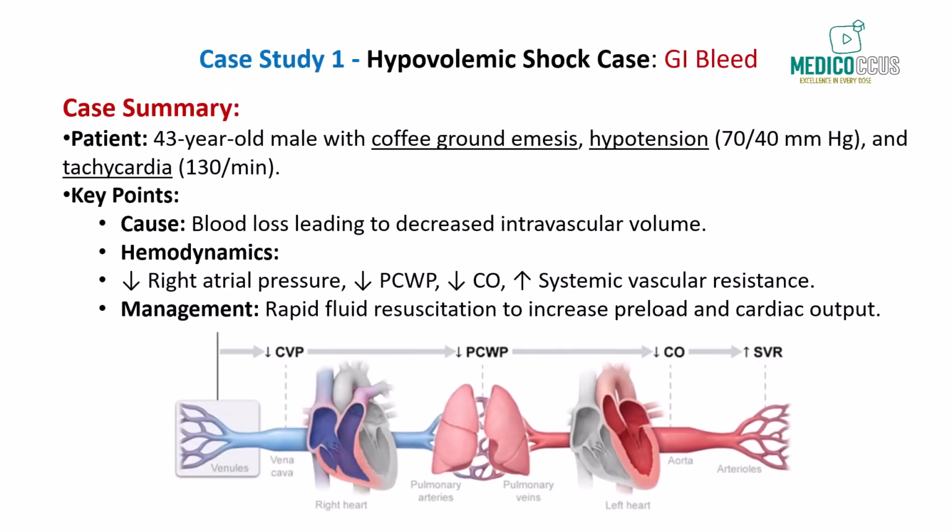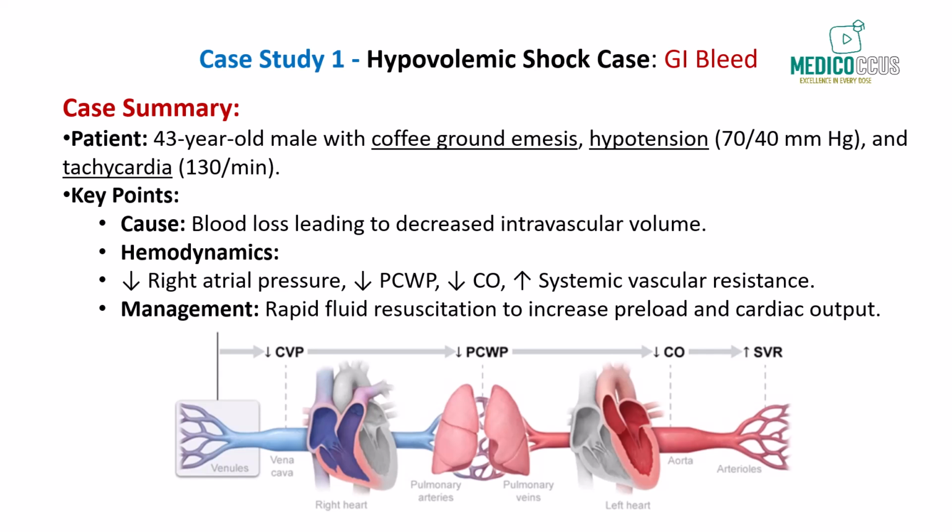Let's start with a 43-year-old man who presents to the emergency department after experiencing 4 episodes of coffee ground emesis, indicative of upper gastrointestinal bleeding, likely due to peptic ulcer disease. His blood pressure is critically low at 70/40, and his pulse is elevated at 130/min. His extremities are cool to the touch, and he shows signs of poor perfusion, such as loss of skin turgor. These findings are consistent with hypovolemic shock, which occurs due to significant blood loss leading to decreased intravascular volume.